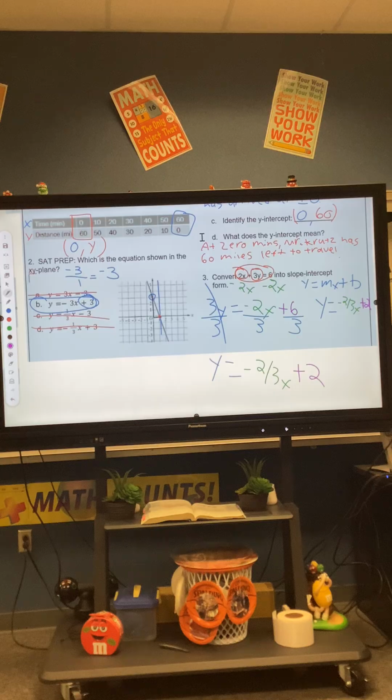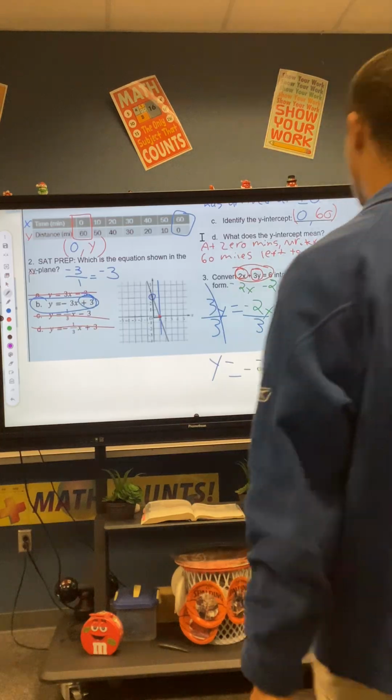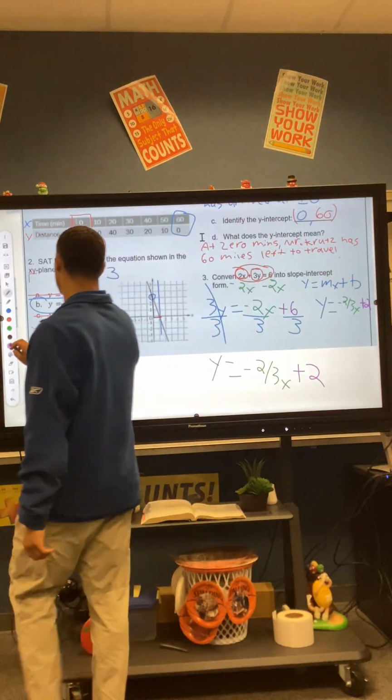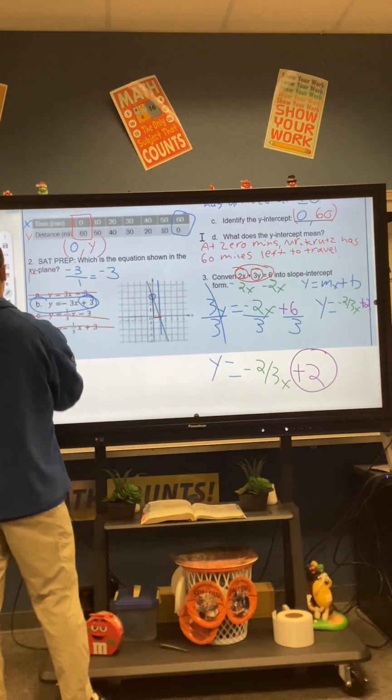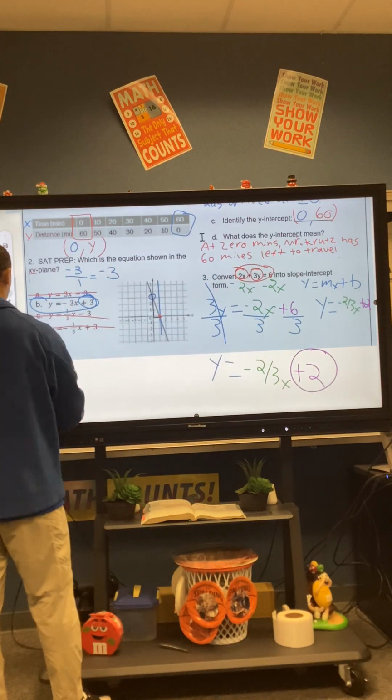What's your ordered pair? What's your ordered pair for the y-intercept? No, that's your slope. What's your ordered pair for your y-intercept? How would you write that? 2. 2 is right, but what's the ordered pair? 0, 2. Why is it 0, 2?